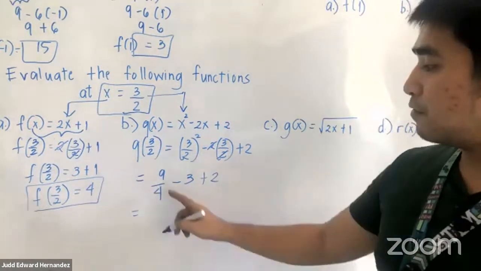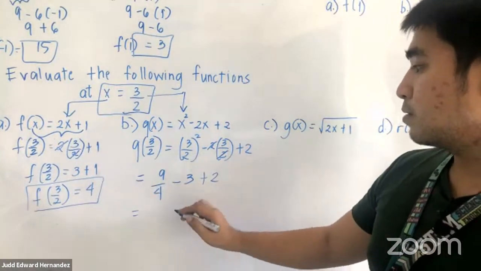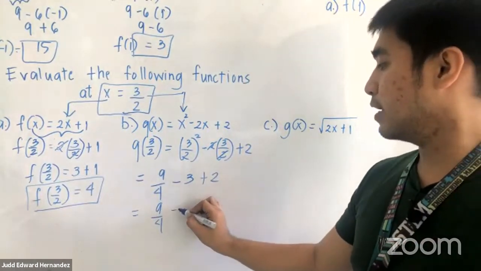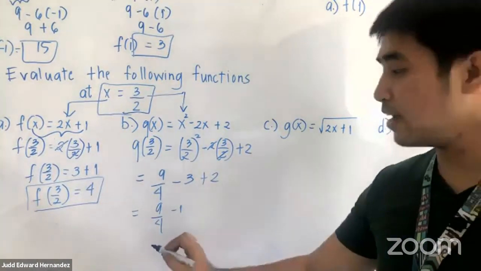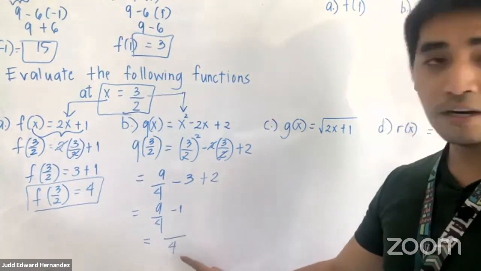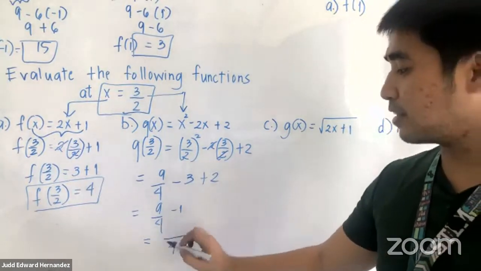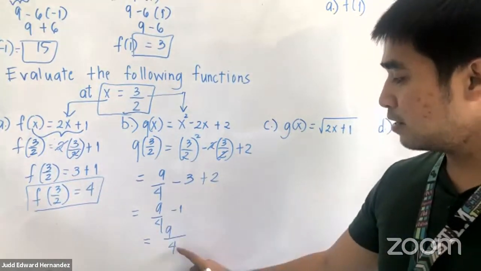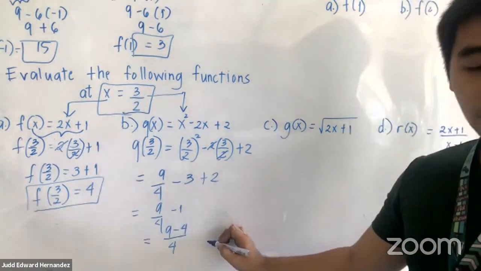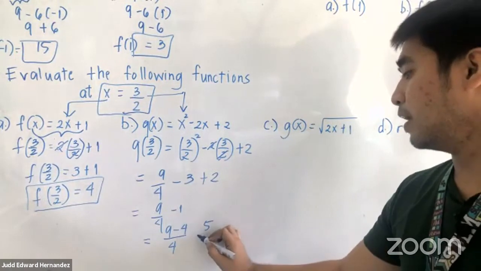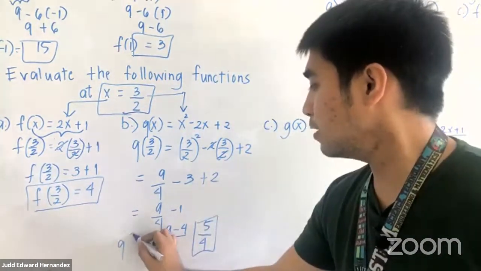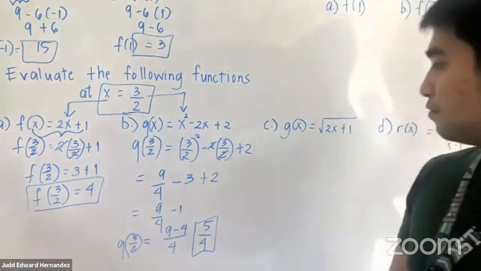So we'll be having 9 over 4. Negative 3 plus 2 is negative 1. So let us simplify. This is now 9 over 4 minus 1. The LCD is 4. 4 divided by 4 is 1 times 9 is 9. 4 times negative 1 is negative 4. So 9 minus 4 is 5, and the denominator is 4. So q of 3 over 2 is equal to 5 over 4.